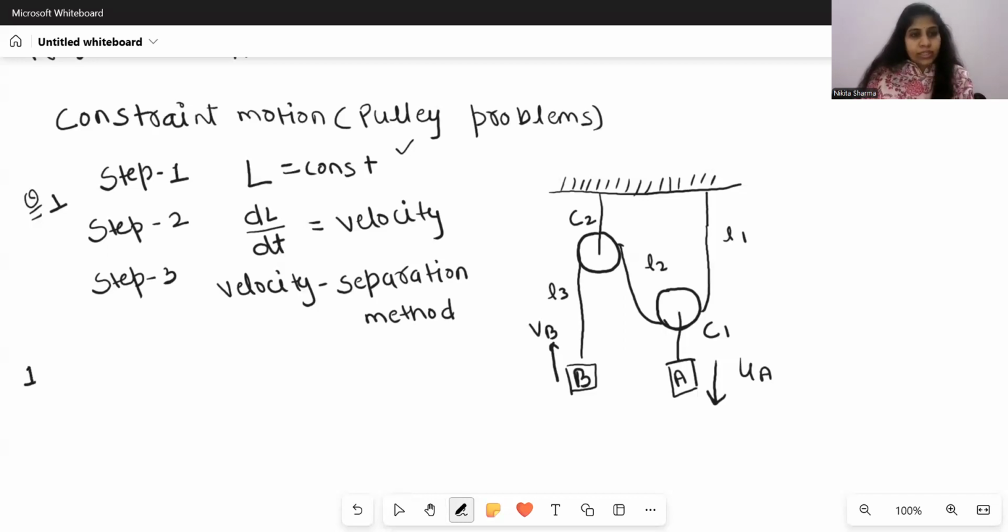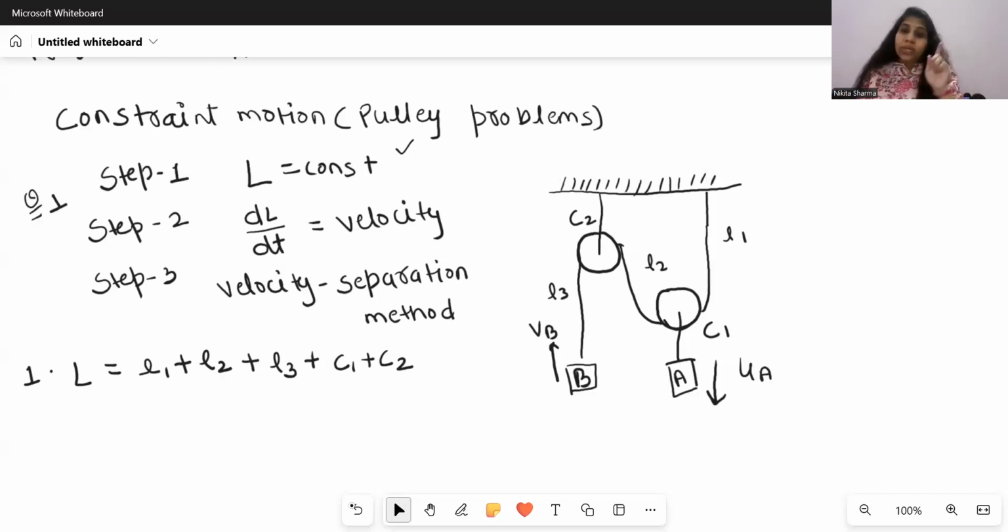So our step number one says that the total length of a system is constant, that is L1 plus L2 plus L3 plus C1 plus C2. Why are we taking C1, C2? Because that is also part of the string, the curved length. In step number two, we will differentiate this length with respect to time.